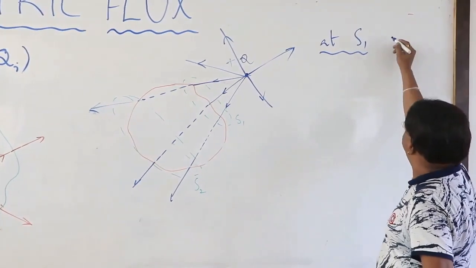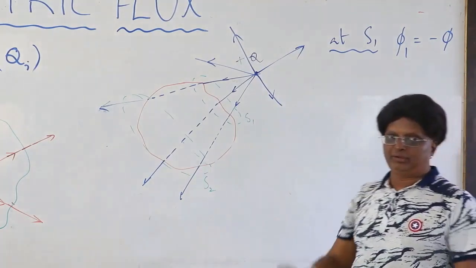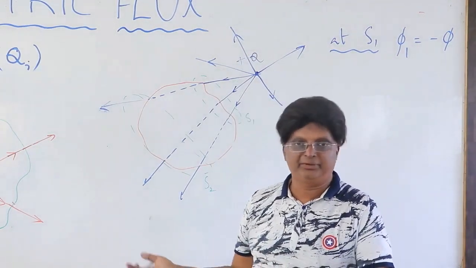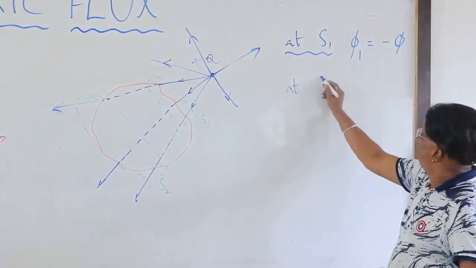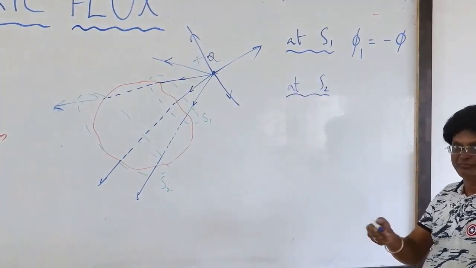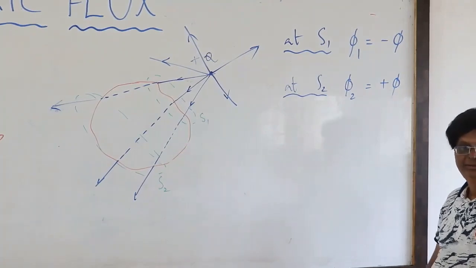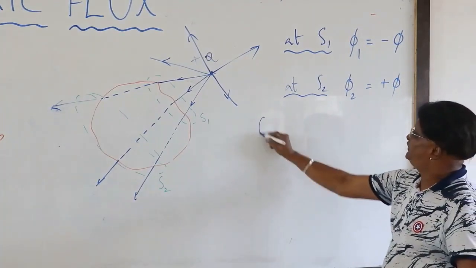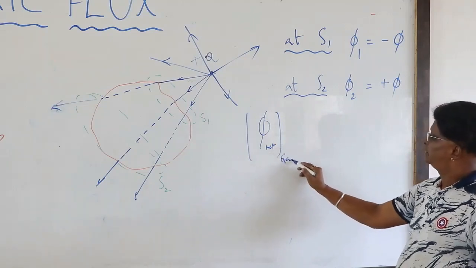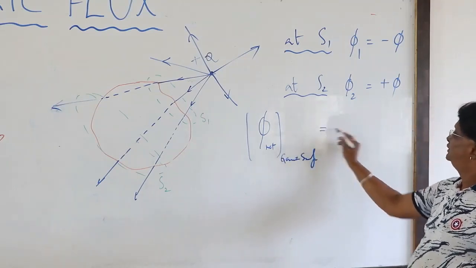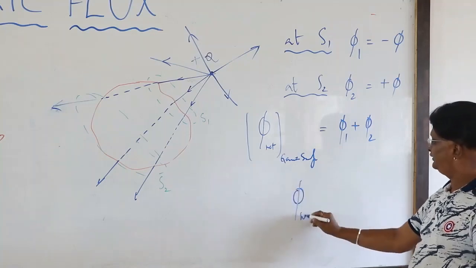Now what you find here is that at S1, the flux is, suppose, phi1 is equal to minus phi. Why minus phi? It is our understanding that inward flux happens to be negative, and outward flux happens to be positive. So this is at S1, where the flux is entering. Now what about at S2? You can see at S2 it is the outward flux, therefore this phi2 is a positive number. Therefore, what is the net flux linked with the Gaussian surface? Net flux for our Gaussian surface is phi1 plus phi2. Now you will find this as 0.